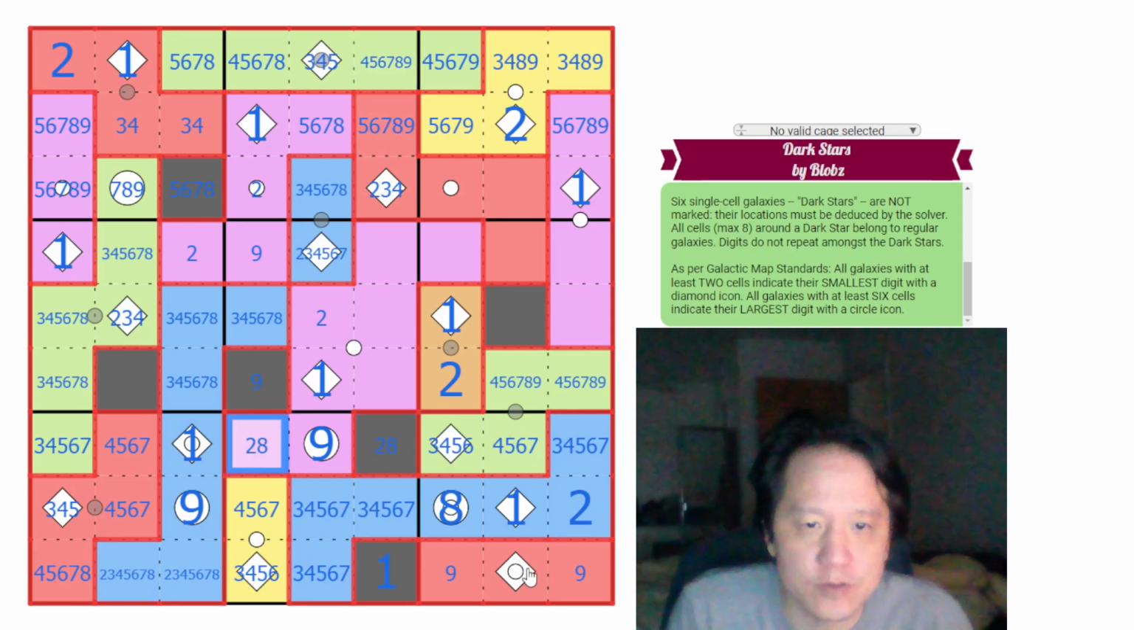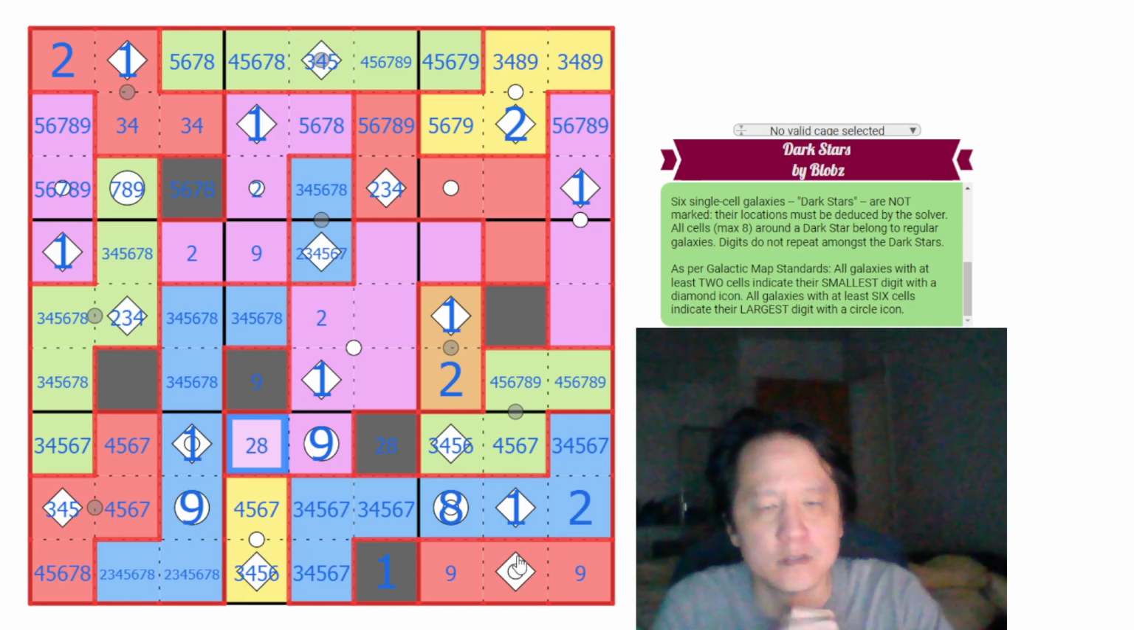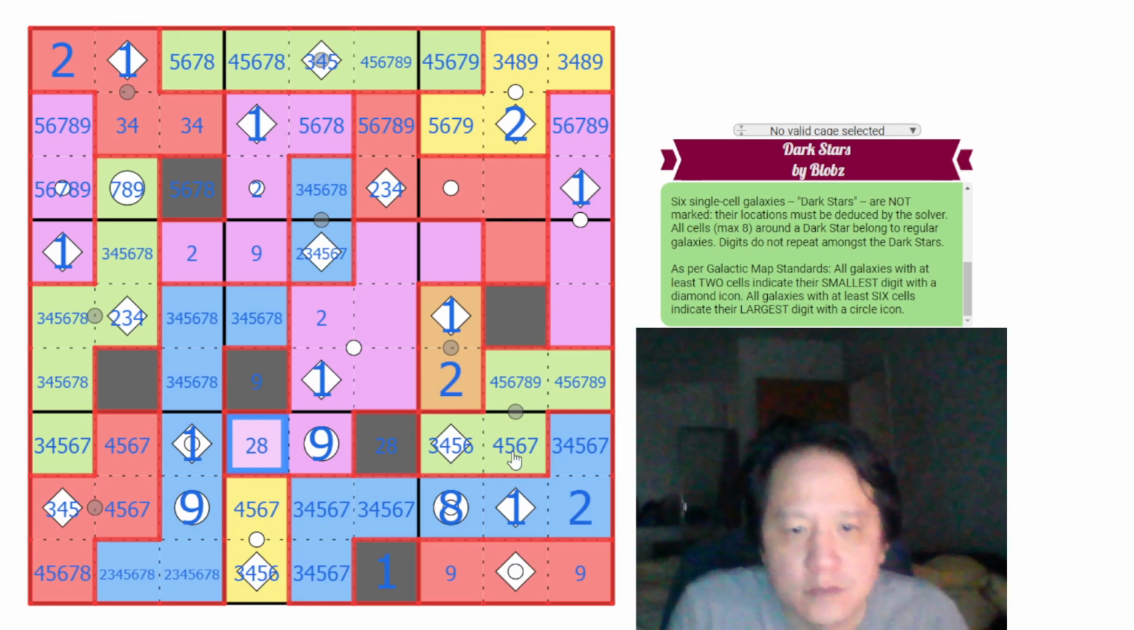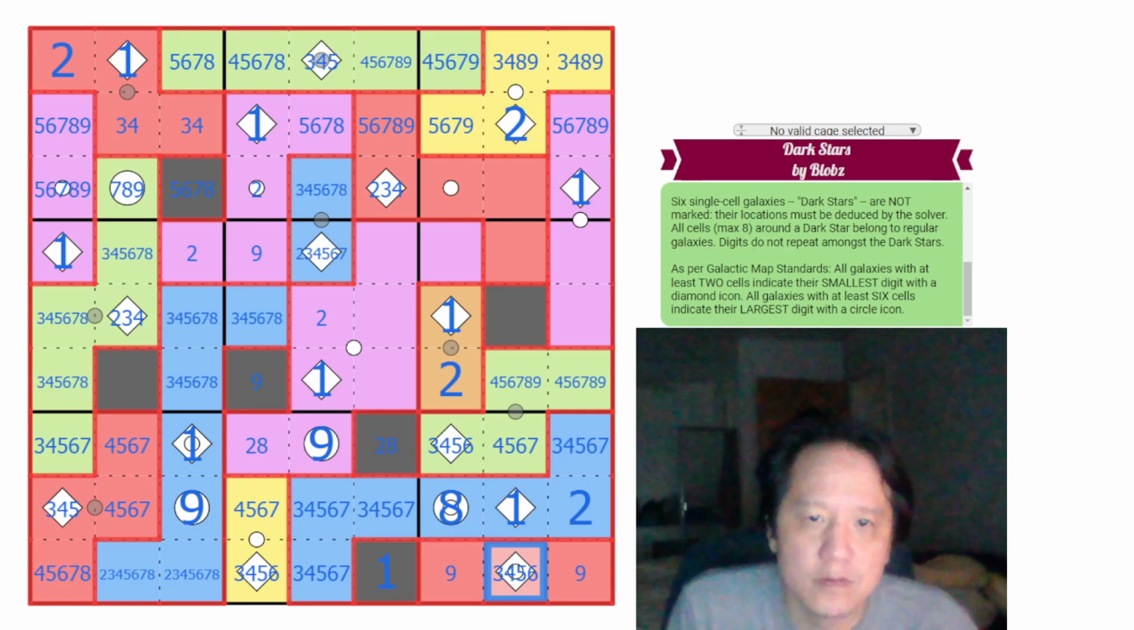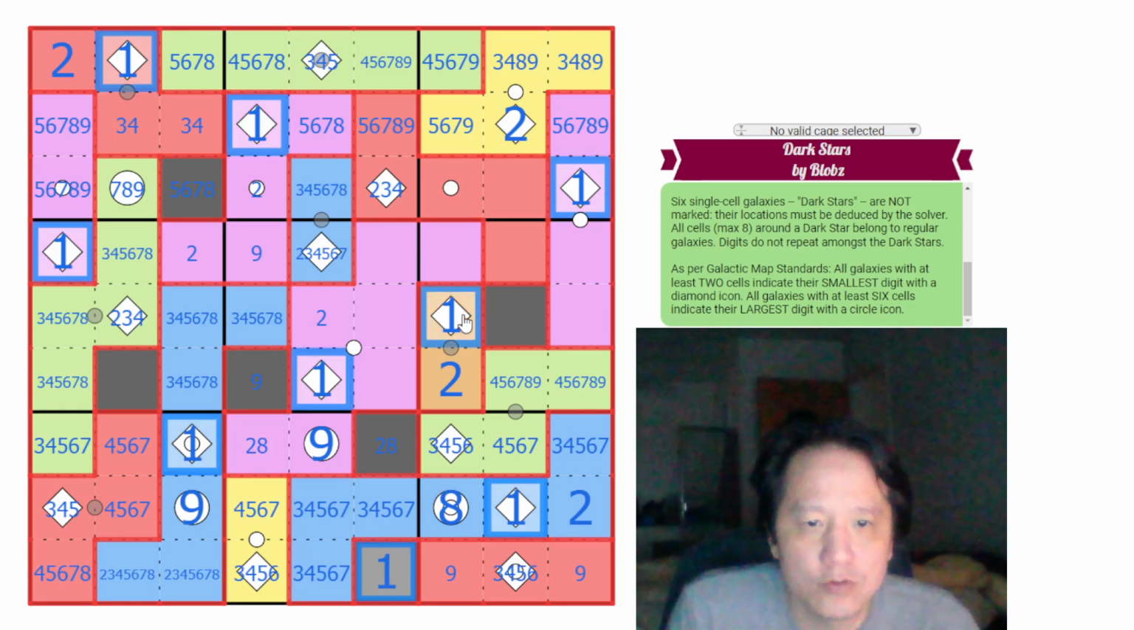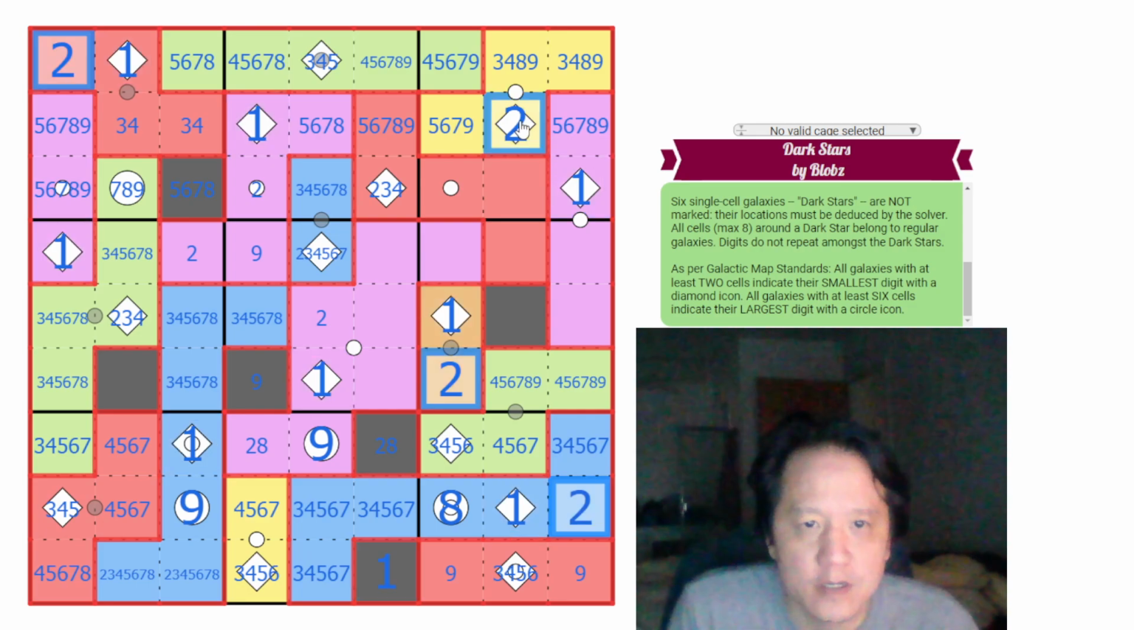This is 2, 8 or 2, 8. This is the lowest. So this is 3, 4, 5, 6. It cannot be 7. And obviously it can't be 9. So all the ones are taken care of. 1, 2, 3, 4, 5, 6, 7, 8, 9.